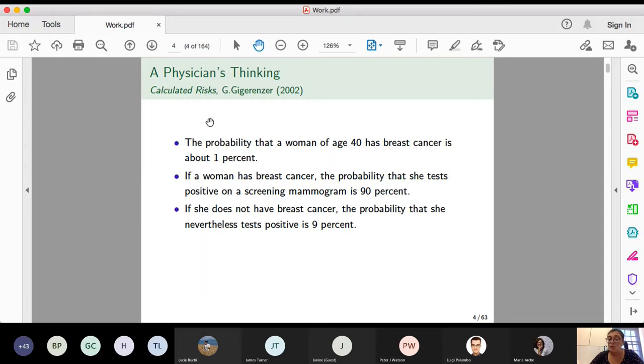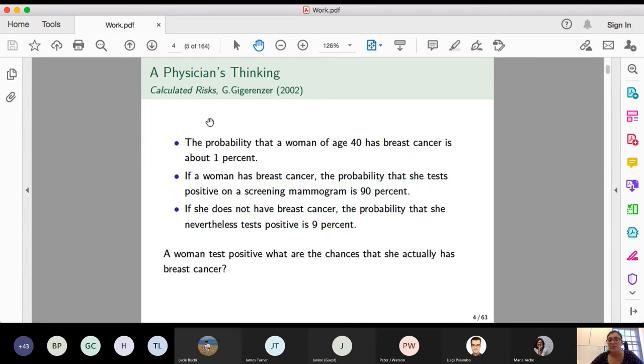But there is also the possibility of false positives, like maybe now you are aware about all of this because of all of the COVID tests, right? So if a woman does not have breast cancer but goes for a test, it may still come back positive even when she doesn't have breast cancer. And this happens with a probability of 9%.